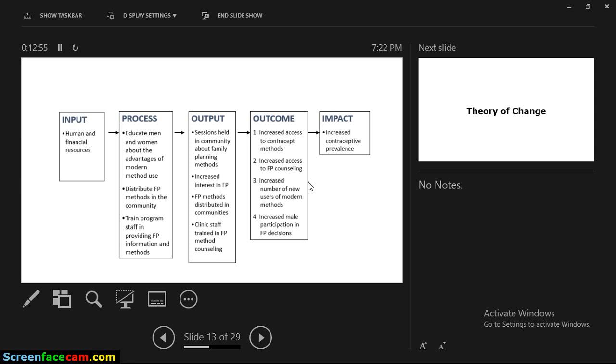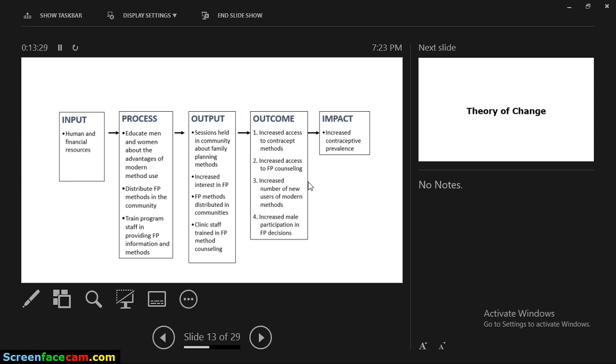Then because this is an indicator, how can we write it? So therefore we can say the number of sessions held in community about family planning methods. I'm using the word number so that I quantify it, so that it will be very easy for me to measure it, right? It's talking about numbers. So I'll just count the number of sessions that we held and report on that. Four sessions were held.